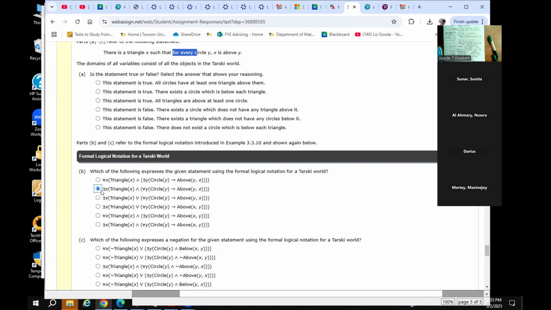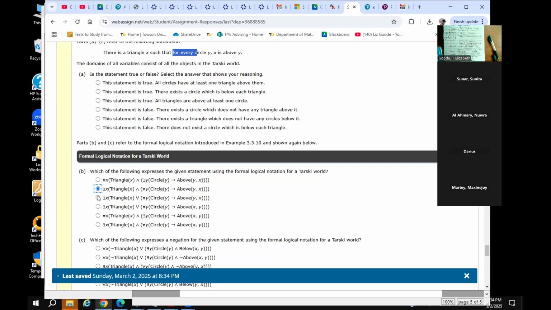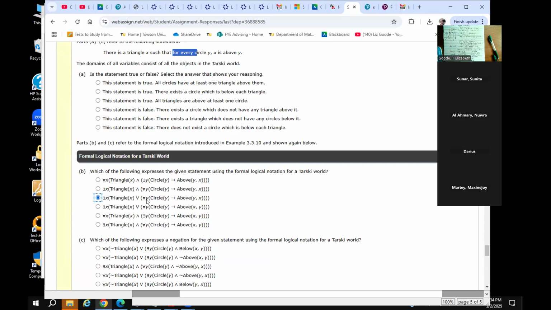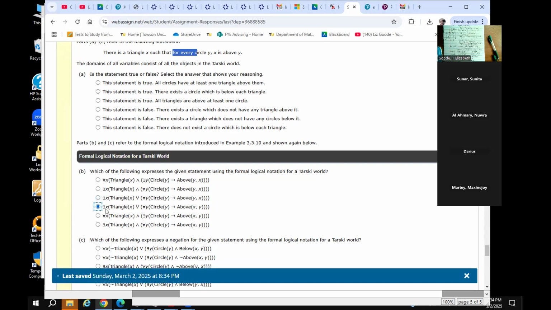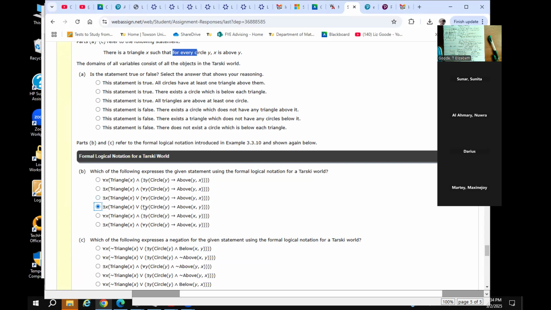So this first one says there exists a triangle, an X, it's a triangle, and for every Y, if it's a circle, something happens. The second one says there exists an X that's a triangle, or for every Y, if Y is a circle, something happens. This one says there exists a triangle X, or for every circle, something happens. And this last one says there exists a triangle X, and for every circle Y, something happens. So do you think it's going to be the and for every circle or for every circle? The and. Yeah, so we're down to two now.